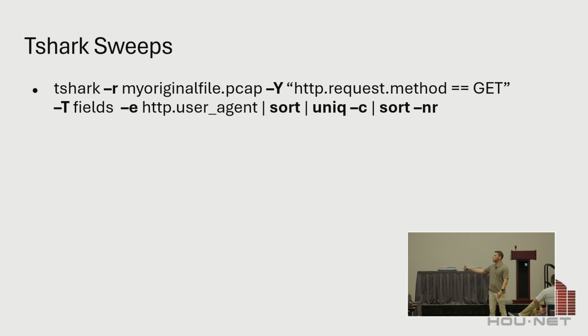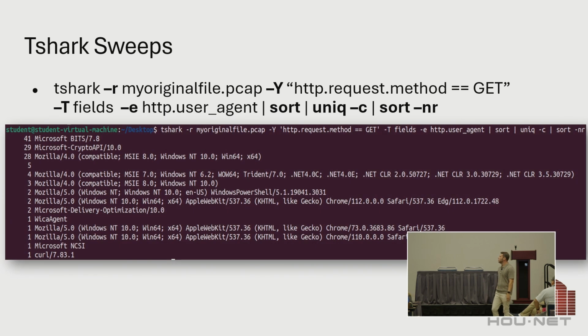Sort, unique sort. I want to get a unique count of the number of instances of each user agent string in this PCAP. And what does that look like? Again, sorry for those in the back, but we get a running list. It starts with 41 hits on Microsoft BITS user agent in this PCAP, and it goes down to one instance of curl as the user agent in my PCAP.